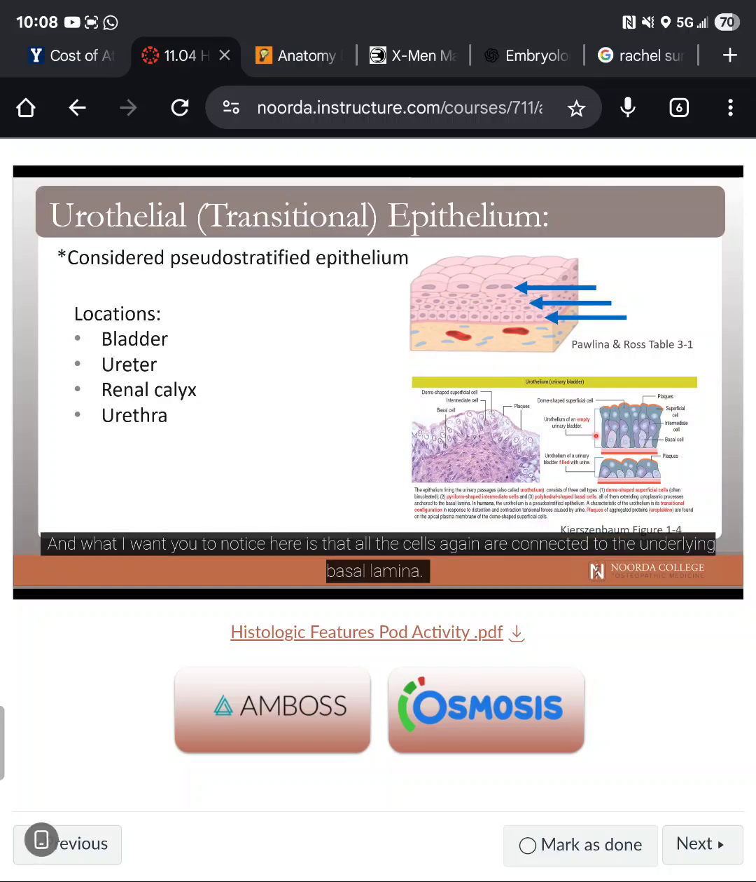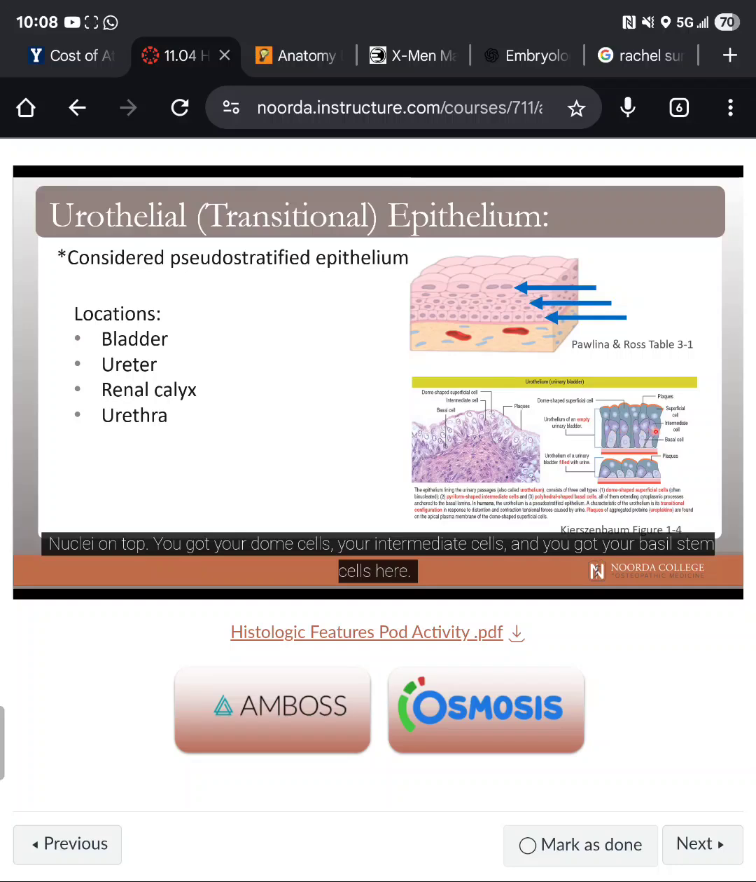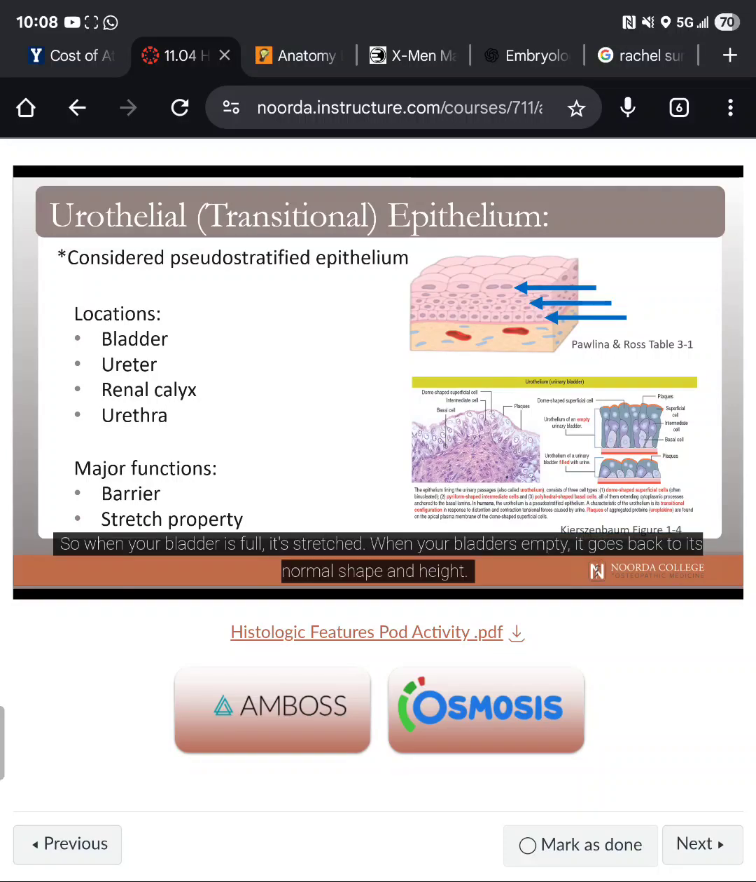And what I want you to notice here is that all the cells, again, are connected to the underlying basal lamina. So it looks very much layered, right? There are nuclei on top. You got your dome cells, your intermediate cells, and you got your basal stem cells here. But all of these cells are connected to the underlying basal lamina. And the major function that's very unique to this epithelium is stretch property. So when your bladder is full, it's stretched. When your bladder is empty, it goes back to its normal shape and height.